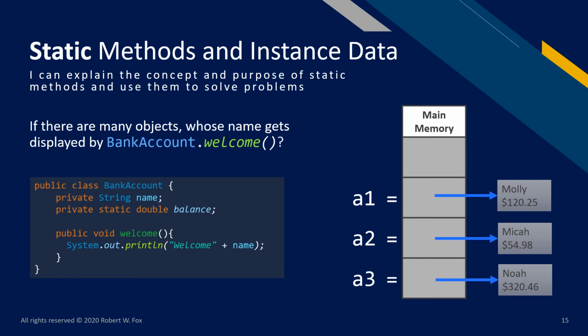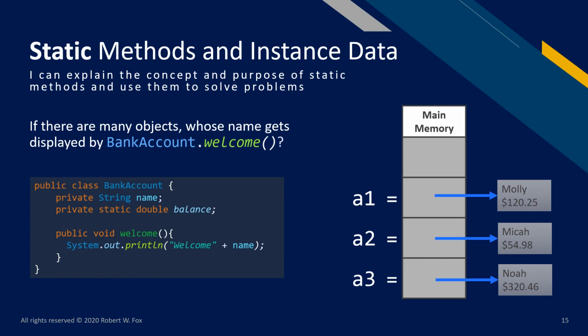They each have their own name, they each have their own balance. Now suppose I called my welcome method, and here it is. I say bankaccount.welcome, and the welcome method is supposed to display the person's name. But what name will it display?